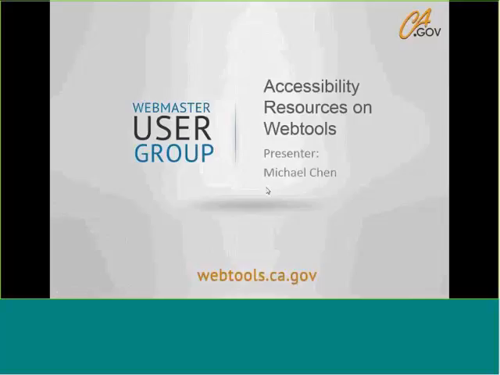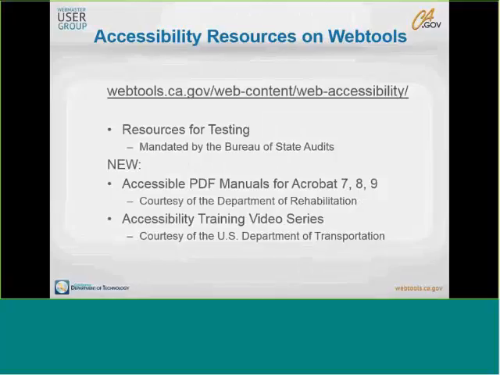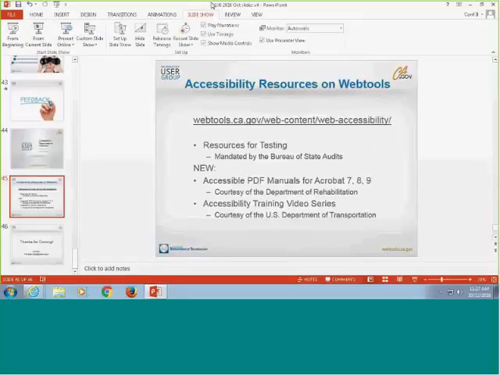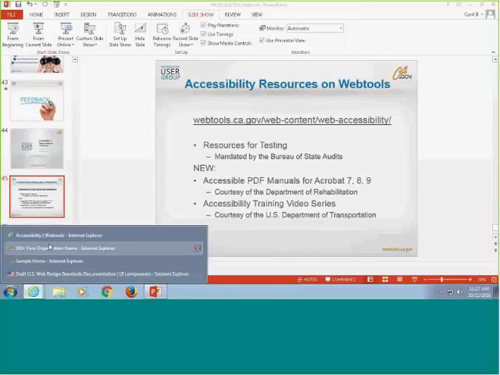Accessibility resources on Webtools. This is just a brief overview of the materials that are available today online on the Webtools site about accessibility. It includes resources for testing, courtesy of the Bureau of State Audits. And we have a few new items, which are PDF manuals, courtesy of the Department of Rehabilitation, and then a set of training videos from the U.S. Department of Transportation. So let's look at what that looks like here.